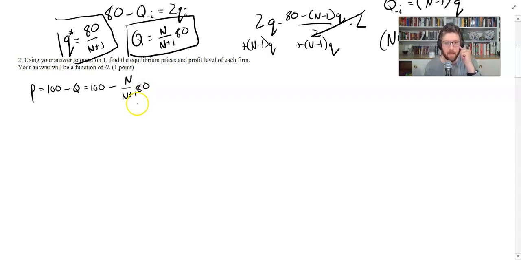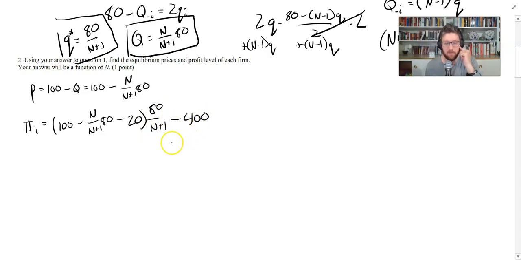Okay, and let's write the profit function for firm i. It's going to be the price, 100 minus n over n plus 1 times 80, minus our cost, which is going to be 20, and then my individual q is 80 over n plus 1. And we also have my 400 over here, my fixed costs.